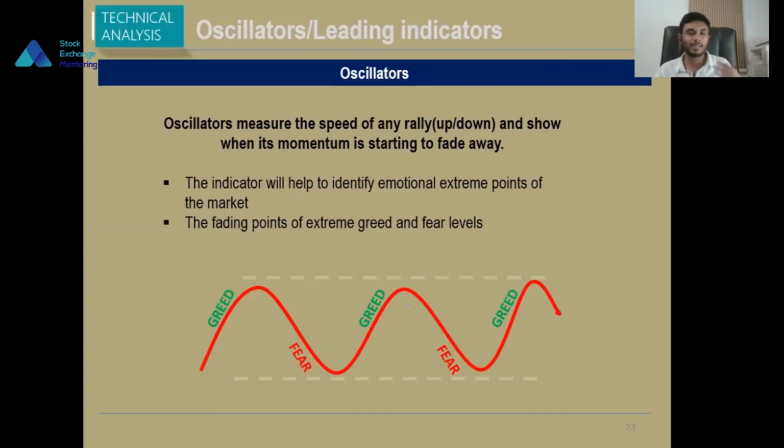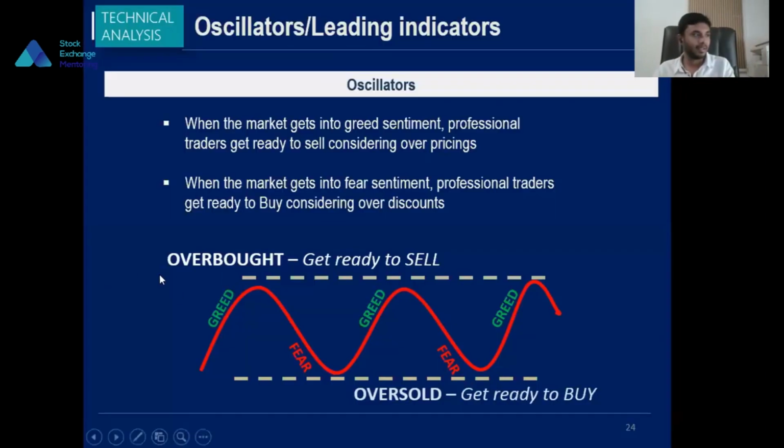Once you understand the fading of those greed and fear points, you can, as a trader, use these indicators, which have overbought and oversold levels. Based on the overbought region, you can get ready to sell, and at oversold levels, you can get ready to buy. This is how we can use these indicators to make our trading decisions.